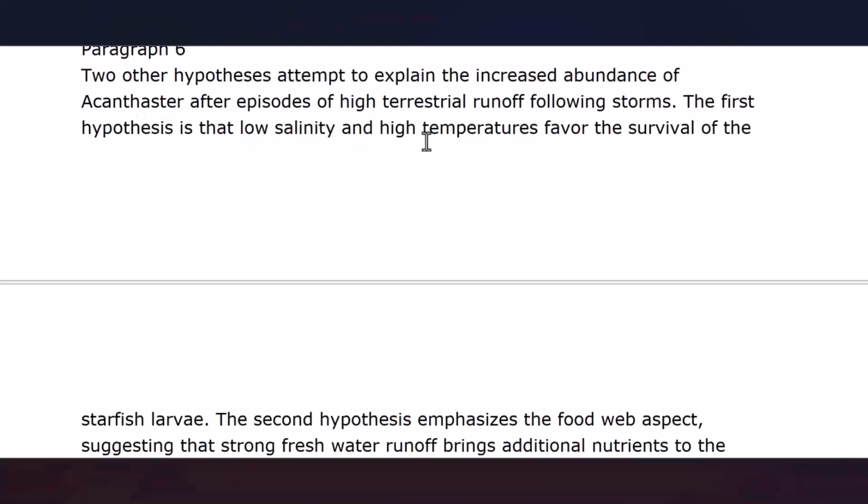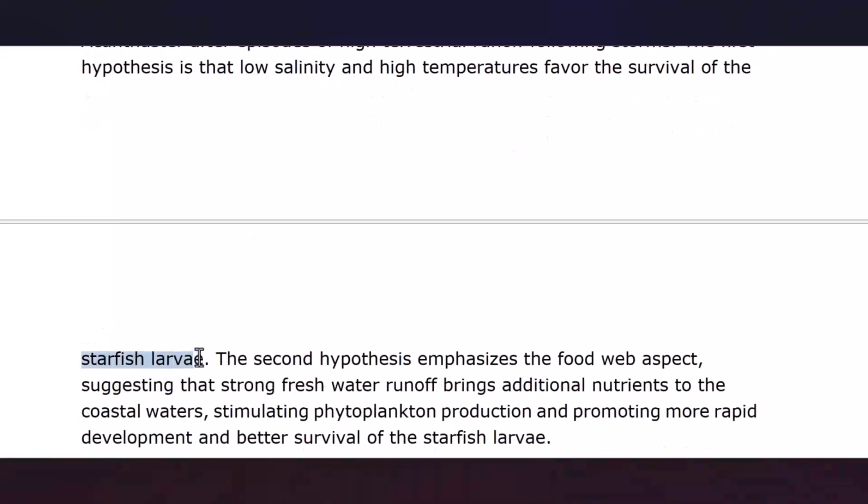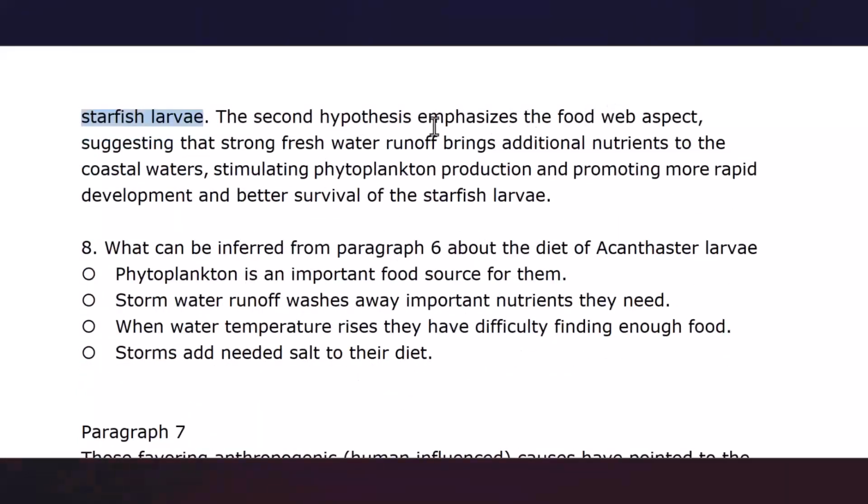The first hypothesis is that low salinity and high temperatures favor the survival of the starfish larvae. We have two hypotheses regarding storms. The first one is that storms cause low salinity and high temperatures, which are favorable conditions for the survival of starfish larvae. And the second hypothesis emphasizes the food web aspect, suggesting that a strong freshwater runoff brings additional nutrients to the coastal waters, stimulating phytoplankton production and promoting more rapid development and better survival of the starfish larvae.